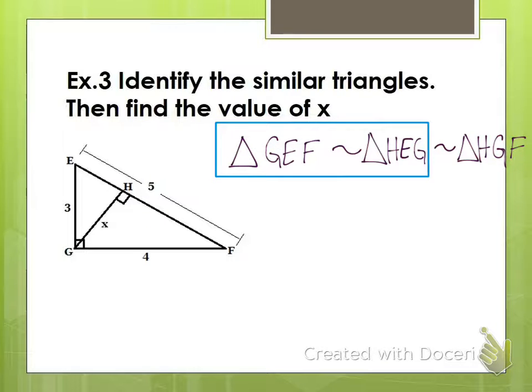So we need to be able to compare sides that we know. What's the only side we know from the little triangle? GE, which has a length of 3. Now you could understand that GE is the hypotenuse, or you could just look at your GE back here, and that's going to have to match up with what side from the other triangle?